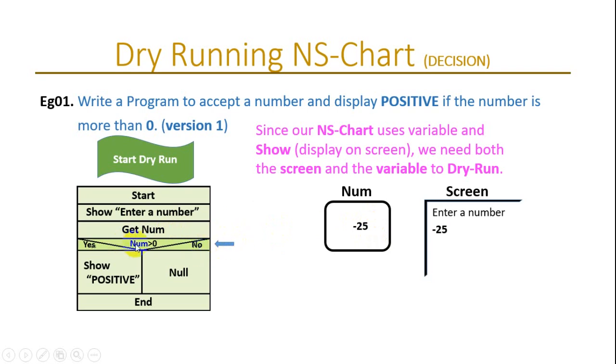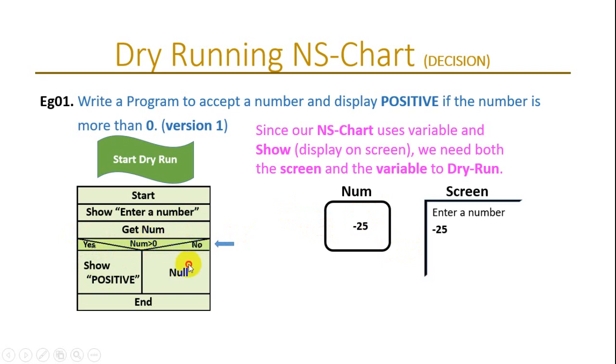Next line says if num is greater than 0. Minus 25 is not greater, because all minus values are less than 0. So this condition is false. Num greater than 0? No. So it has to be false, this side, not this side. Because it is false, you go through this. Earlier we went through the other side because we had 12, which is a positive number, and when you evaluate this, it becomes true. But this time when we evaluate this, it becomes false. So you have to go through this side.